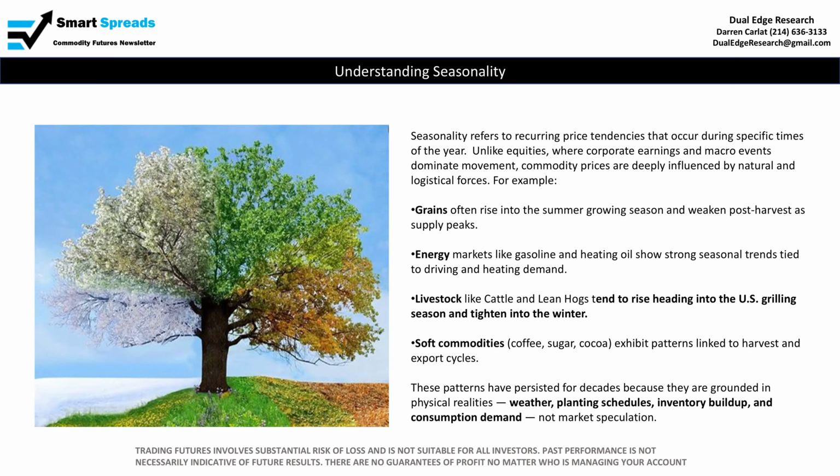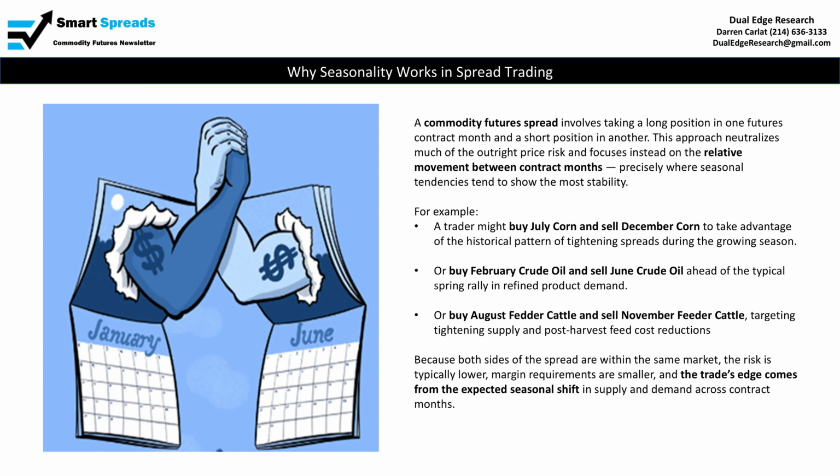And soft commodities, coffee, sugar, and cocoa, exhibit seasonal price movements based on harvest timing and export schedules. These patterns have persisted for decades because they reflect real-world fundamentals: weather, planting schedules, inventory buildup, and consumption demand. By understanding and quantifying these recurring cycles, Smart Spreads identifies the seasonal opportunities that provide a consistent trading edge year after year.